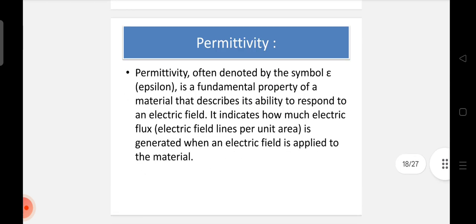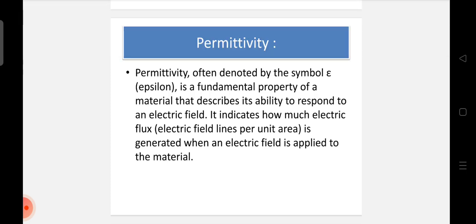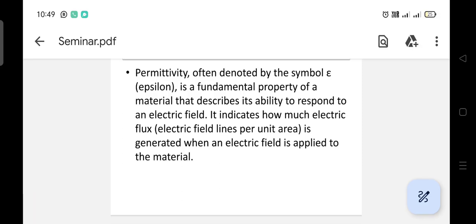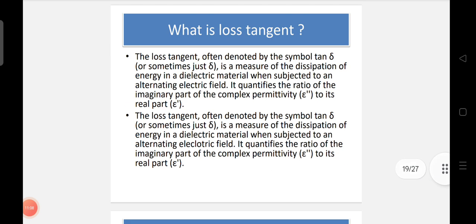Now we have to find permittivity. Permittivity, often denoted by the symbol epsilon, is a fundamental property of a material that describes its ability to respond to an electric field. It indicates how much electric flux is generated and applied to the material. Then we have to find loss tangent. Loss tangent is denoted by a symbol.